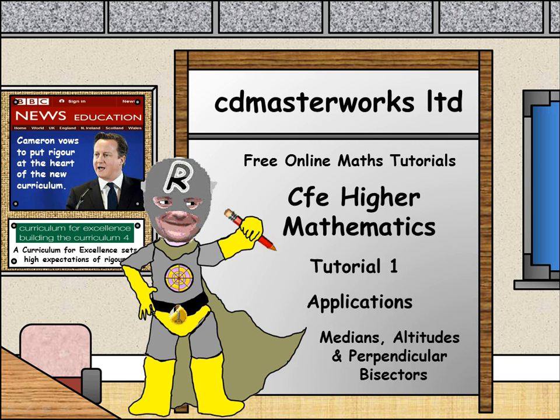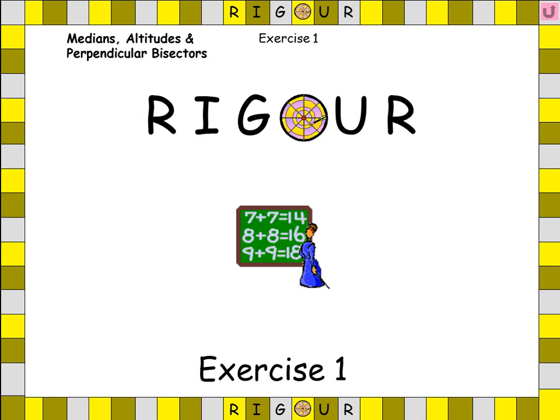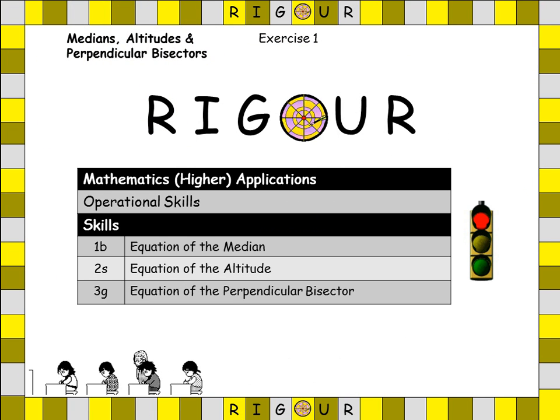Okay folks, and welcome to our first CFE Higher Mathematics tutorial, and this is from the Applications unit. So the three skills we're going to be looking at today are our bronze skill, calculating the equation of the median, our silver skill, the equation of the altitude, and our gold skill, the equation of the perpendicular bisector.